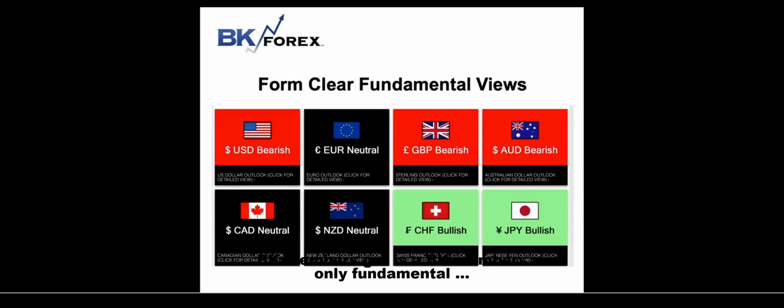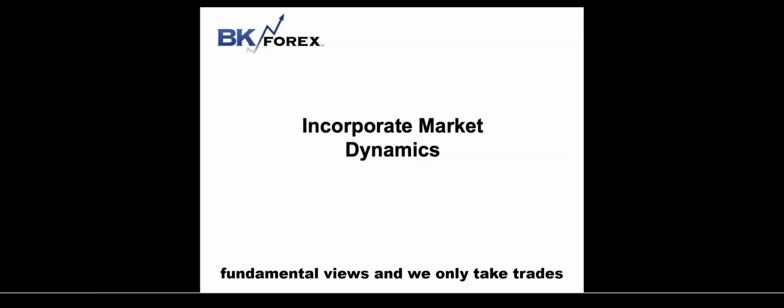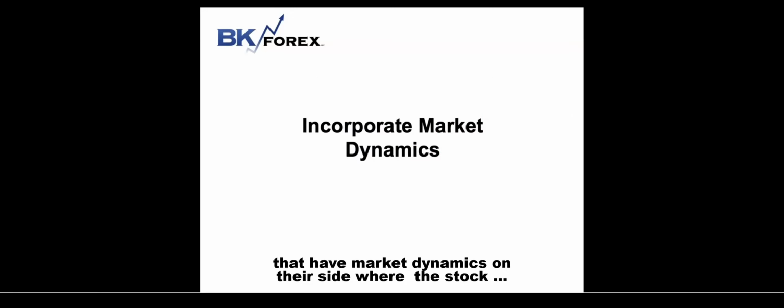Another thing that BK members get, BK members only fundamental heat map. This heat map is updated at least once a week, where I basically share my fundamental view for the currency pair for the week ahead. And usually this doesn't change very much because the big important fundamentals don't change day to day or week to week. It really changes every few weeks. But still, each of these cards can be expanded when you click on them for more detail. They can be sorted by currency pair. And we basically only take trades that are consistent with our fundamental views. And we only take trades that have market dynamics on their side.